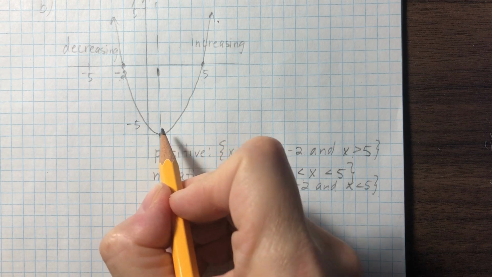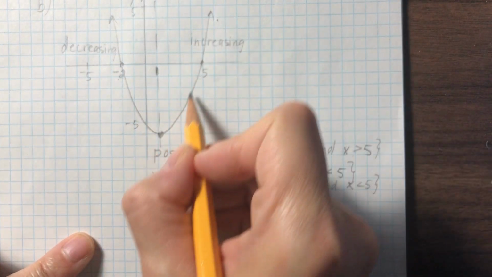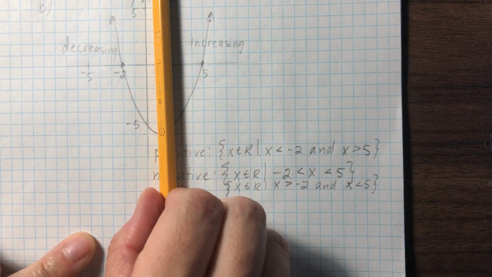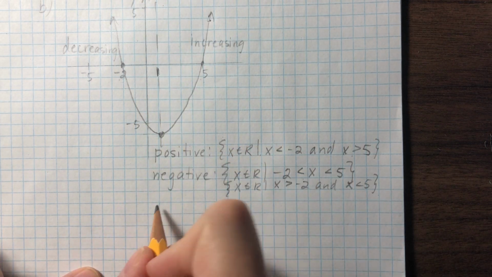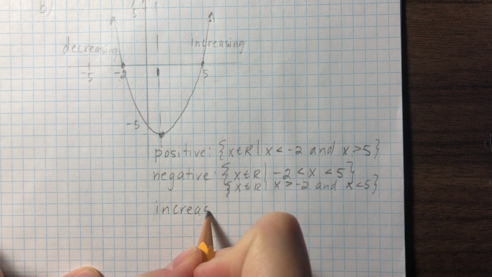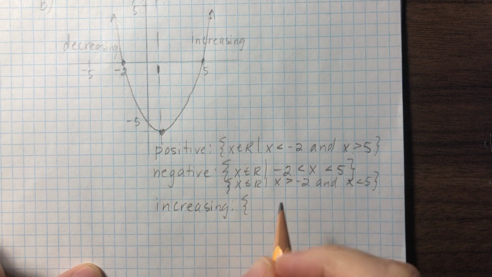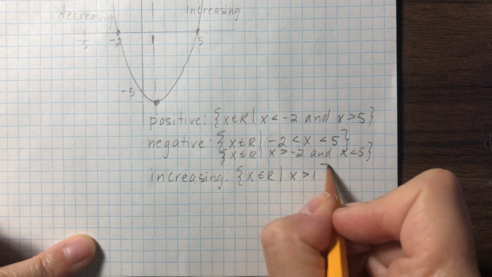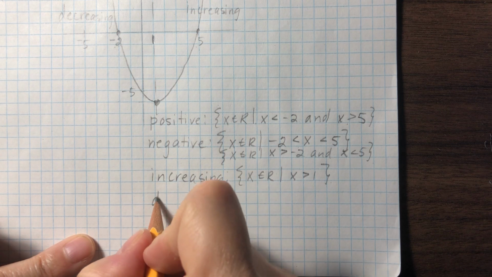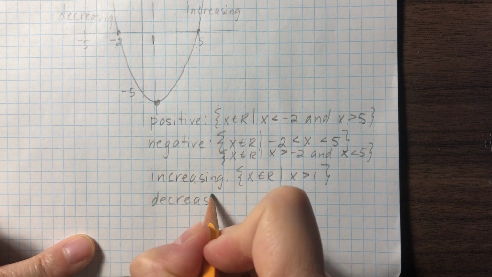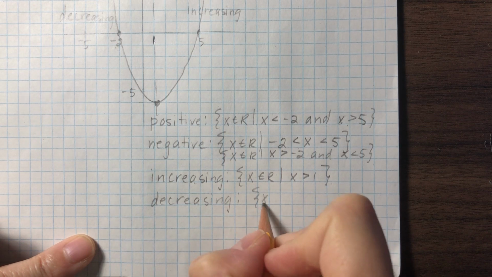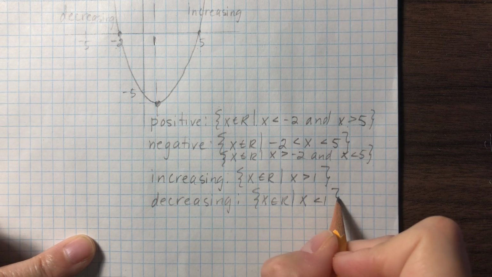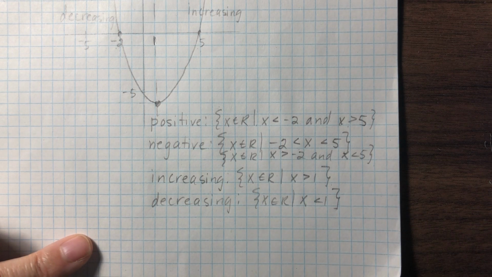So if I focus just on this section here, my increasing section, all the way to the right is going to continue growing, but it won't go past this point where the x coordinate is 1. So the domain for that part is going to be x belongs to the real number set such that x has to be greater than 1. And for the decreasing side, really I just need to switch the signs because it'll be on the other side where x is equal to 1.